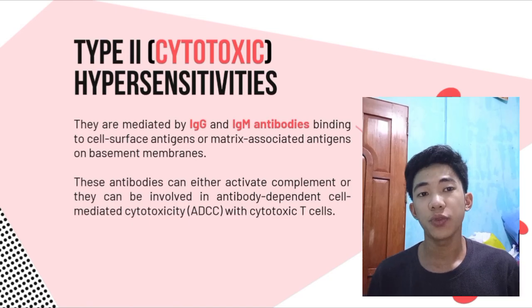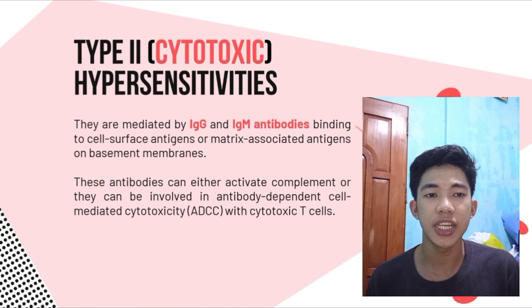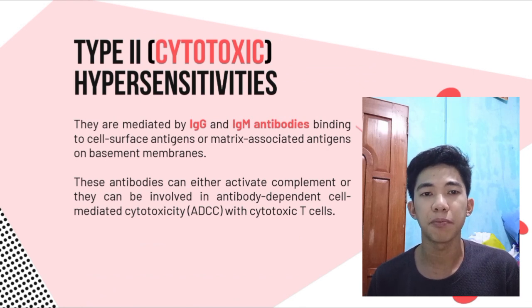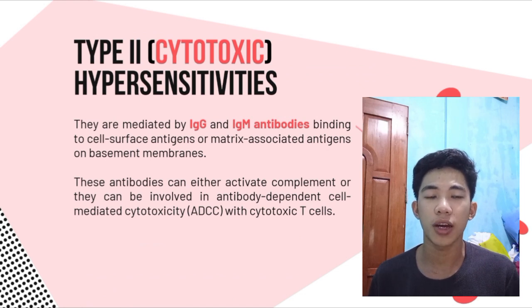So now let us proceed with type 2 hypersensitivities. Type 2 hypersensitivities are also called cytotoxic hypersensitivity. They are mediated by IgG and IgM antibodies binding to cell surface antigens or matrix-associated antigens on basement membranes. So remember, in type 1 hypersensitivity or allergy, the primary antibody is the IgE antibody. But for type 2, the primary antibodies are IgG and IgM.